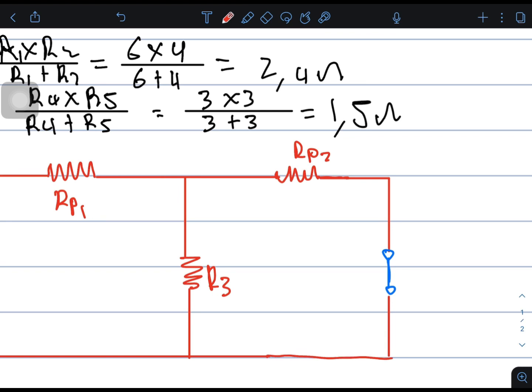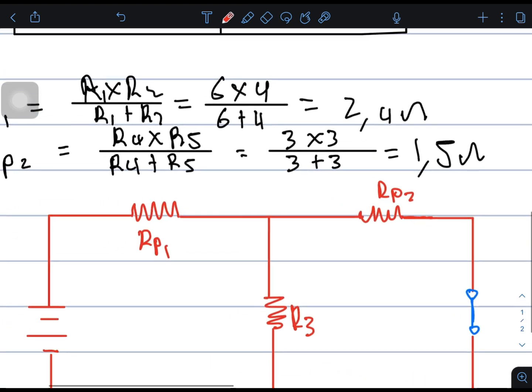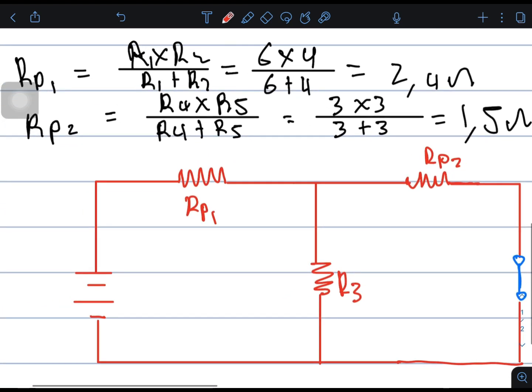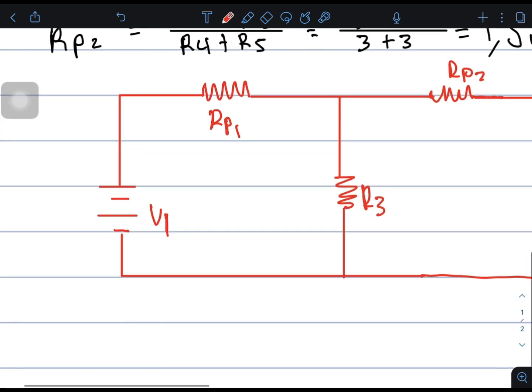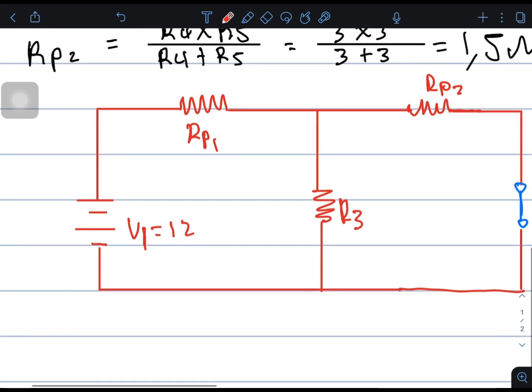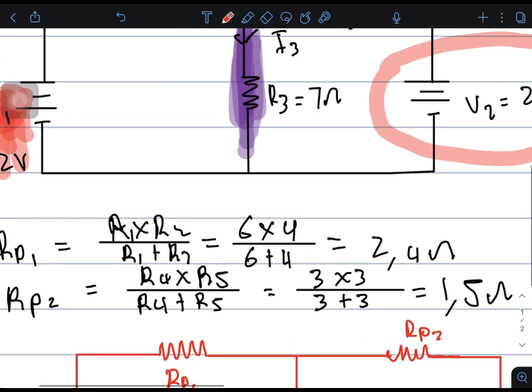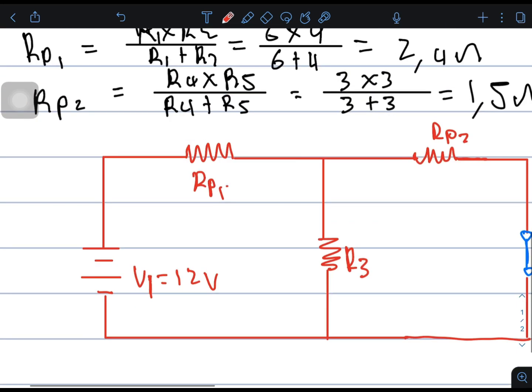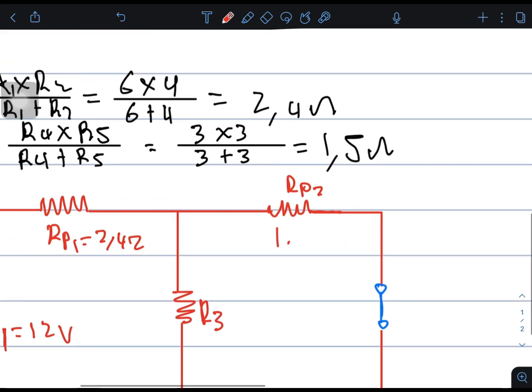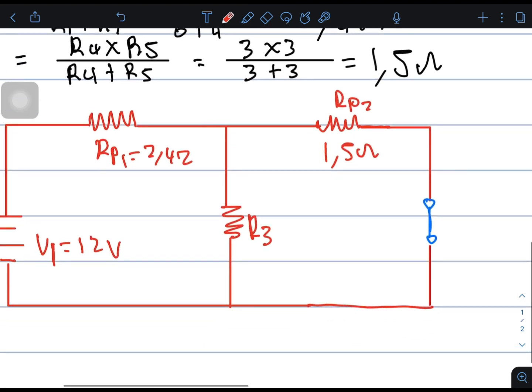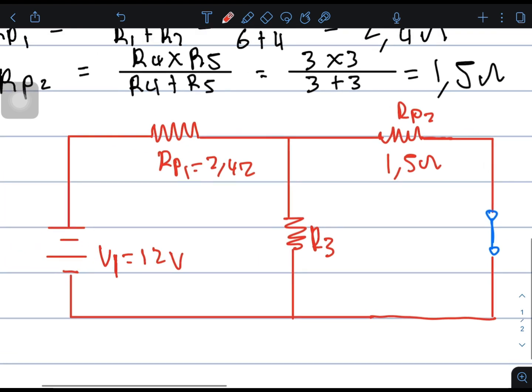Now let us write down the values. This is V2 now. Sorry, this is V1, which is equal to 12 volts. R parallel 1 we calculated, which was 2,4 ohms. Then R parallel 2 is 1,5 ohms. And we have a current, which is the source current, which is I1.